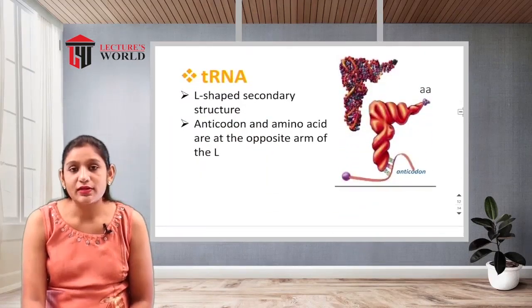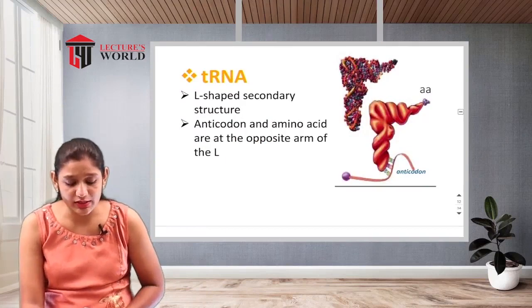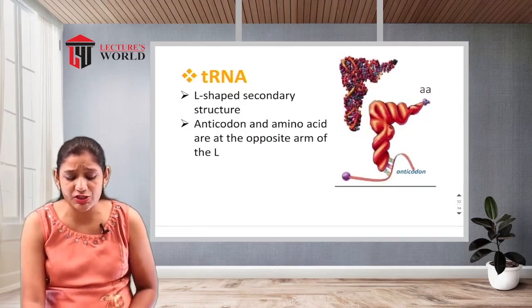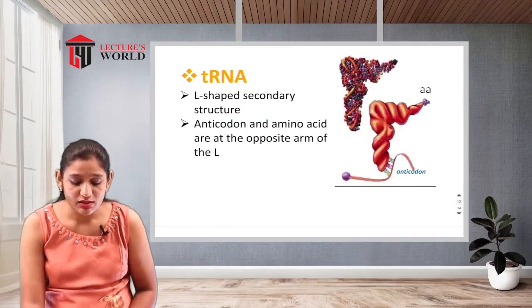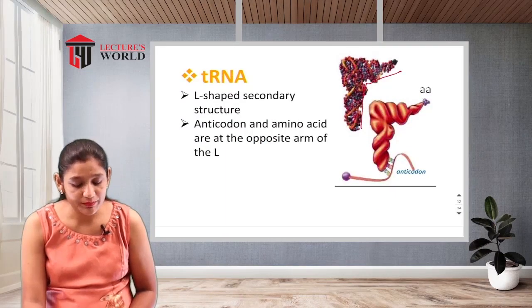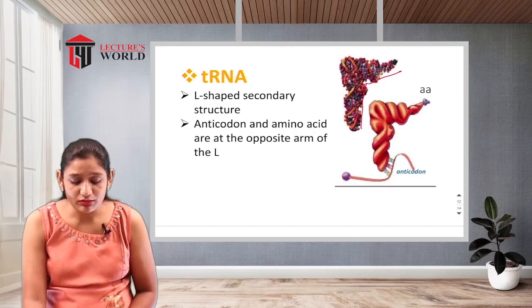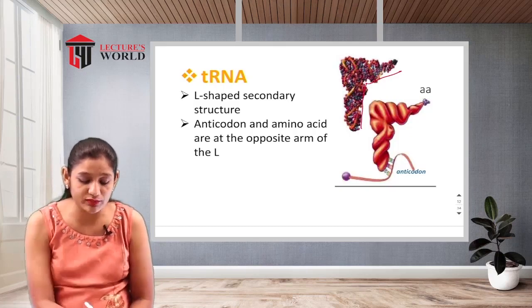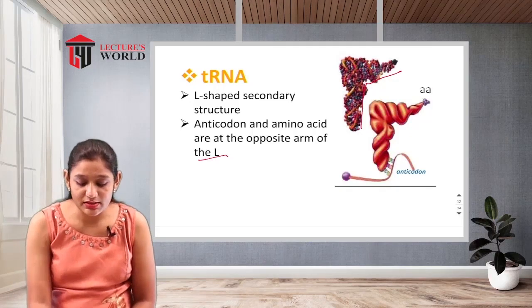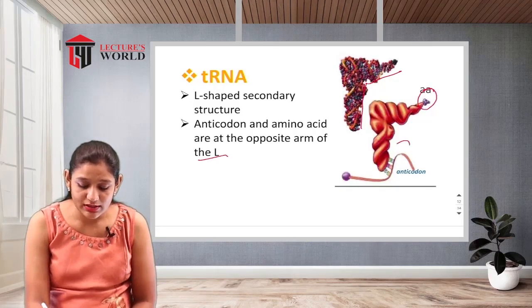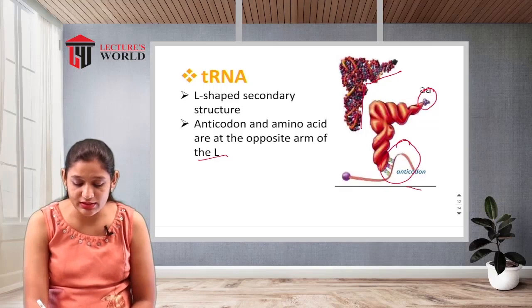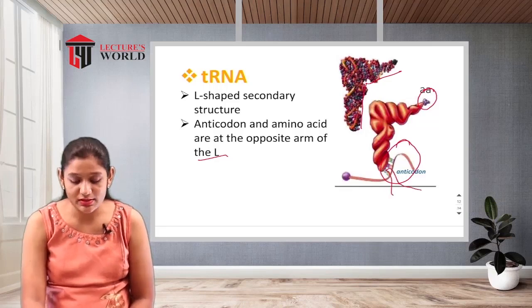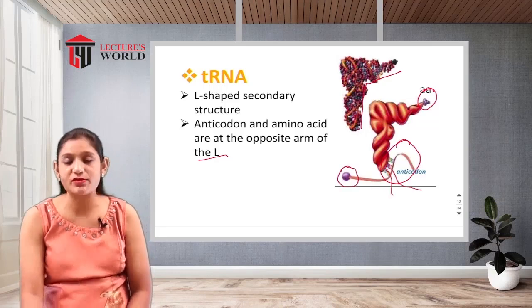Now, how does the tRNA look? The tRNA has an L-shaped secondary structure, and the anticodon and the amino acid are at opposite arms of the L. See, this is the amino acid over here, and this is the anticodon which is attached here. This is the methyl related cap, observe here.